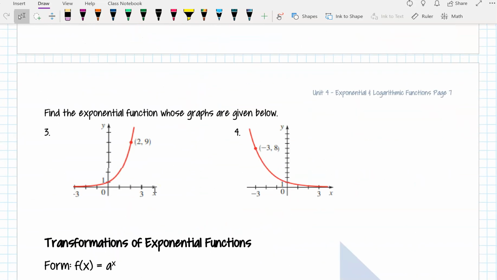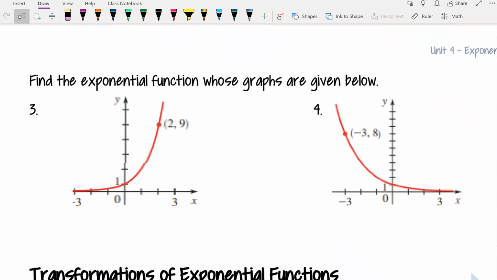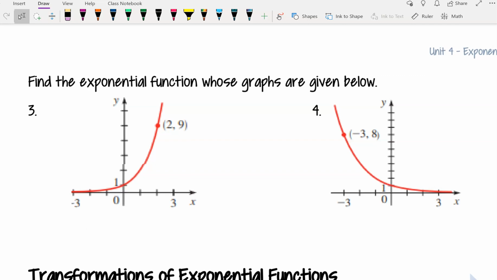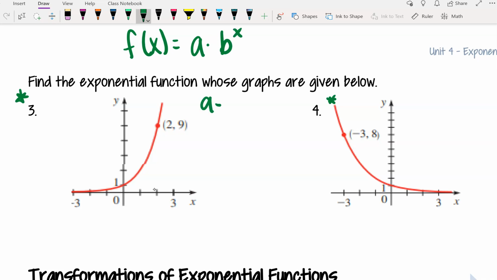So this next part I want you to try on your own because we did a couple together already. You're going to find the exponential function whose graphs are given. So take a look at where they cross. Remember the form that you need to make sure you're using is a times b to the x. If you look, a equals 1 for both of these, so you don't have to worry about finding too much. You just have to figure out the general function. So go ahead and do that now.